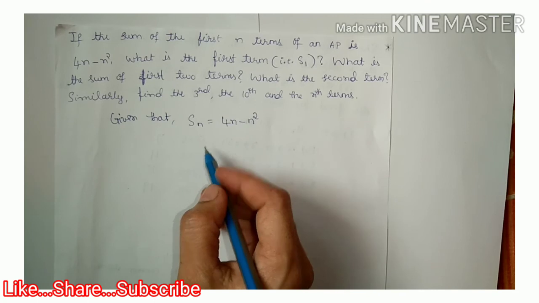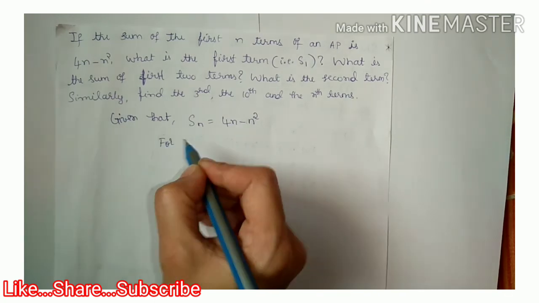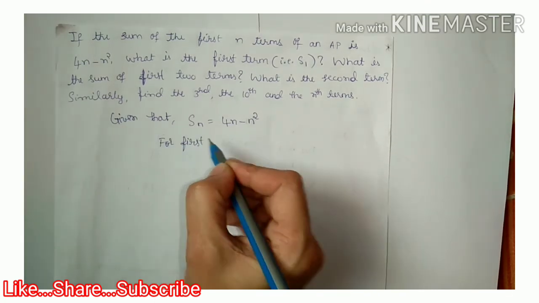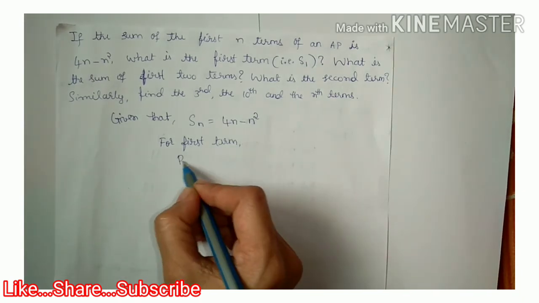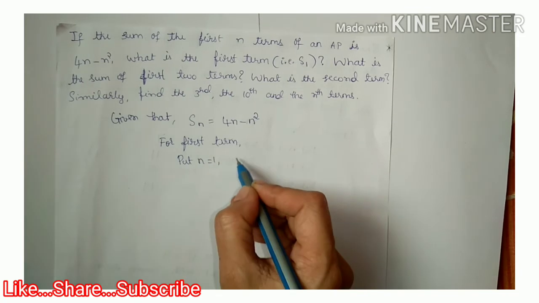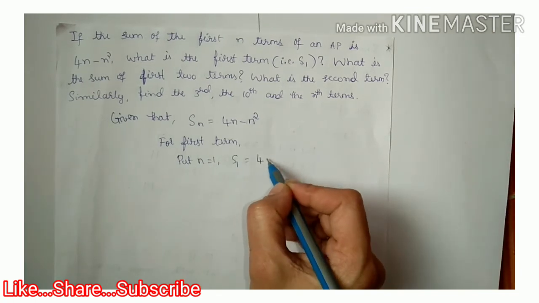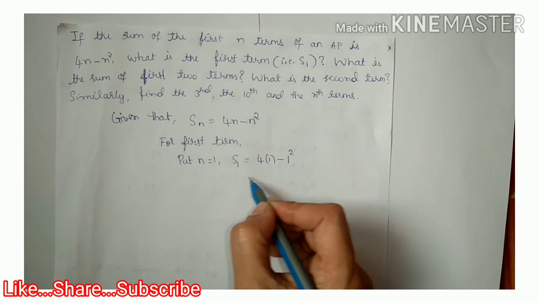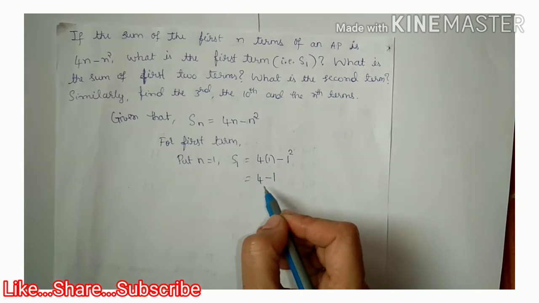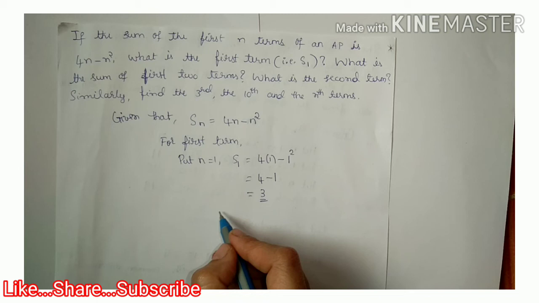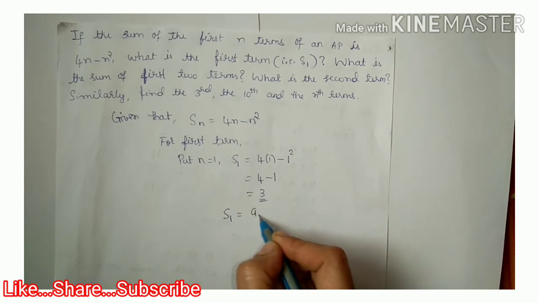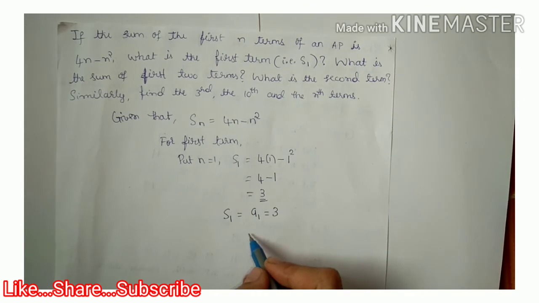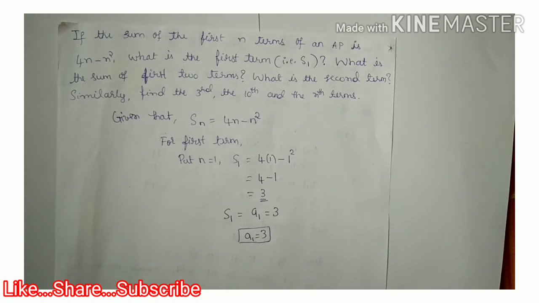Let us find the first term. For the first term, put n is equal to 1. S1 is 4 into 1 minus 1 square, 4 minus 1, that is 3. Sum of first term S1 is equal to a1 is equal to 3. The first term is 3.